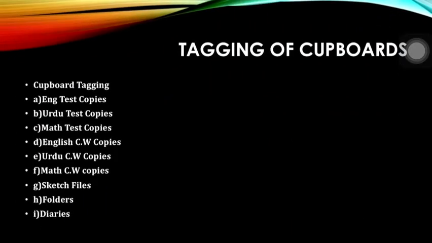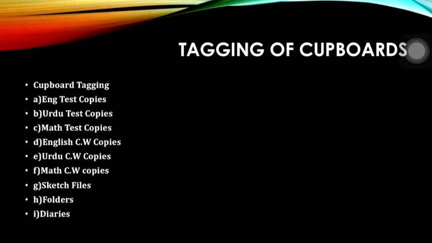Very important thing is tagging of cupboards. Now, which articles in the cupboards, or how are we supposed to tag the cupboards? Number 1, English test copies. Number 2, Urdu test copies. Number 3, Maths test copies. English classwork copies, Urdu classwork copies, Math classwork copies, sketch files, folders and diaries.